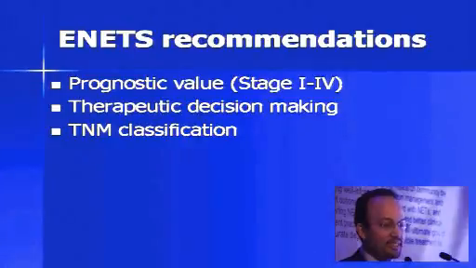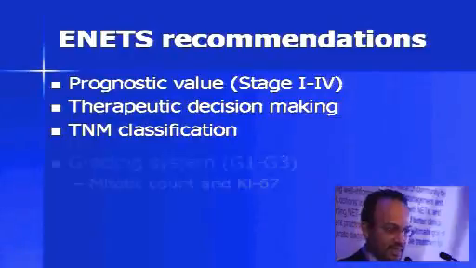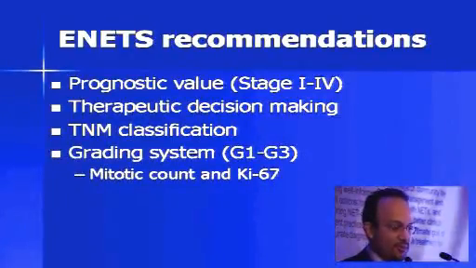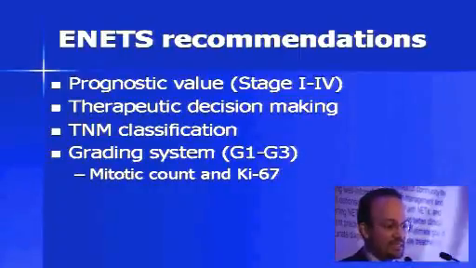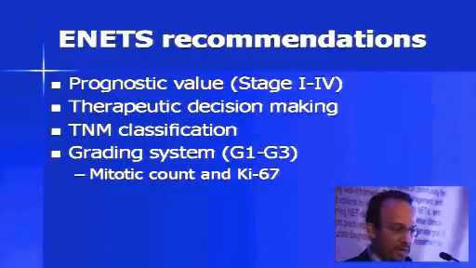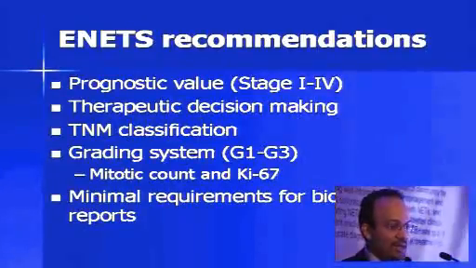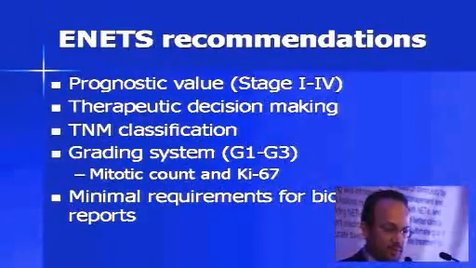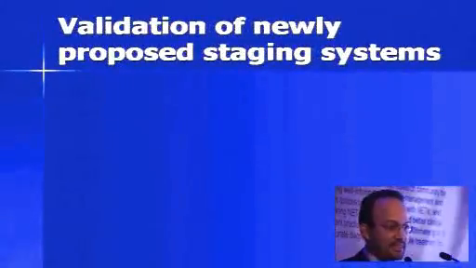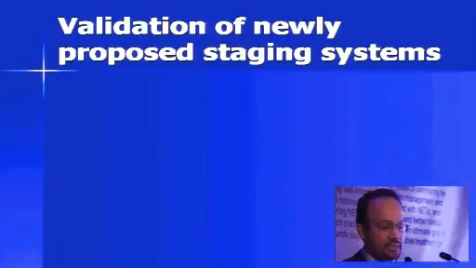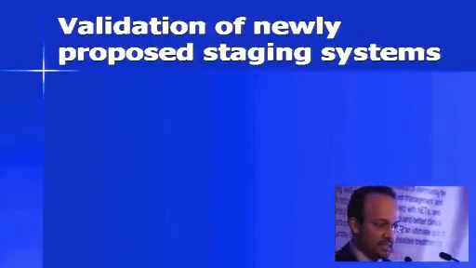So they have created the tumor, lymph nodes, and metastasis, or TNM classification, and they have made suggestions for one classification as such, and another grading system that I already mentioned, which basically considers the proliferation activity of this tumor, mitotic count, and Ki-67. And they establish the minimal requirements for reporting these biopsies. These systems are currently being validated, and we at McGill are trying to do our own validation of these different systems that exist to grade and stage these tumors.